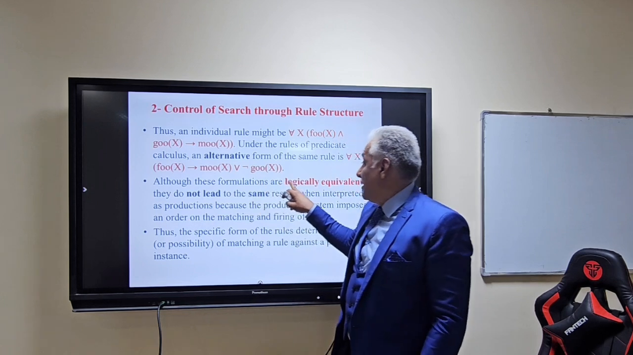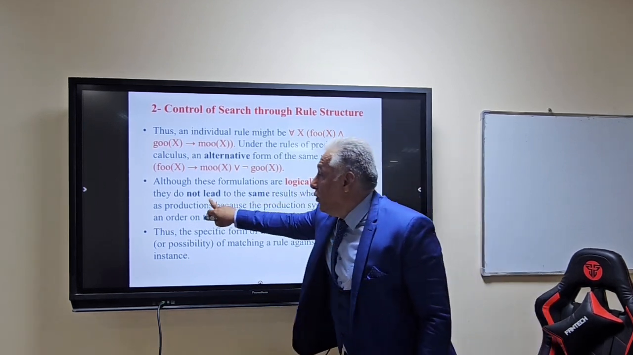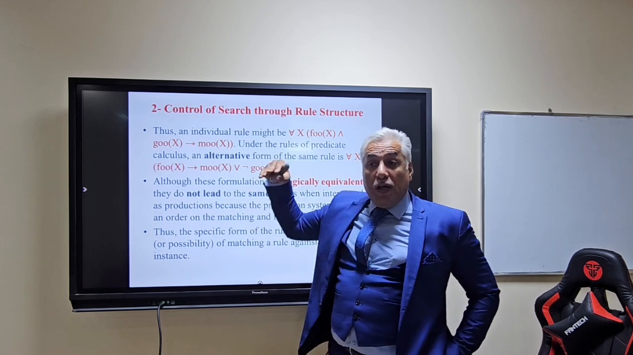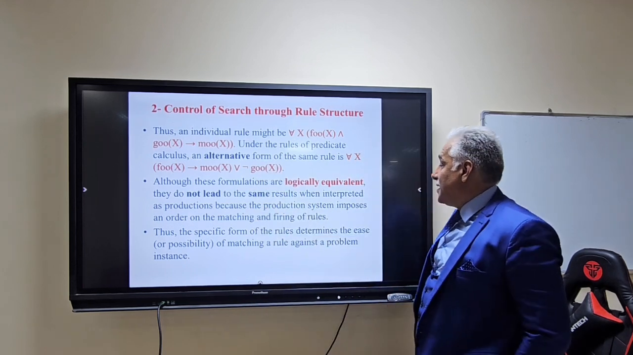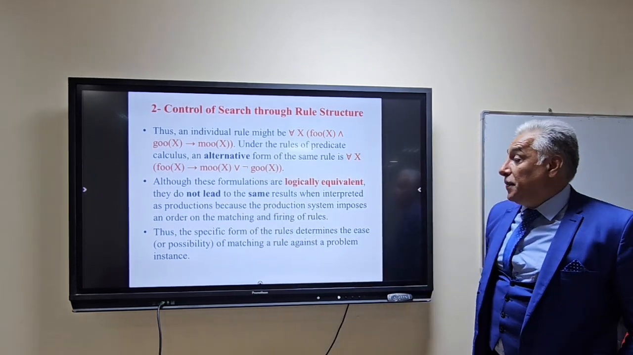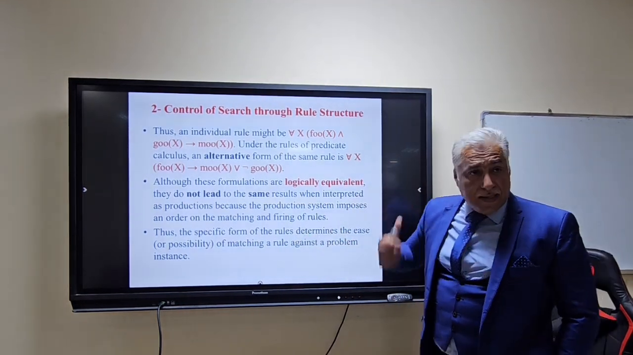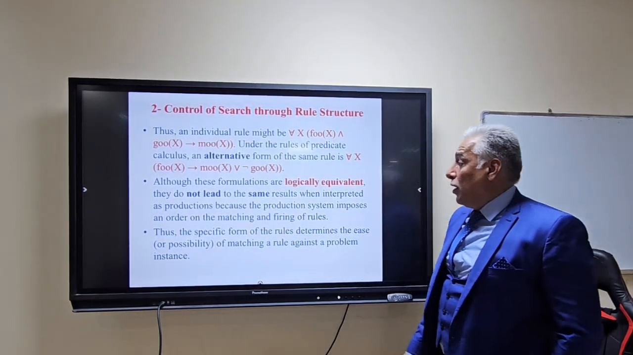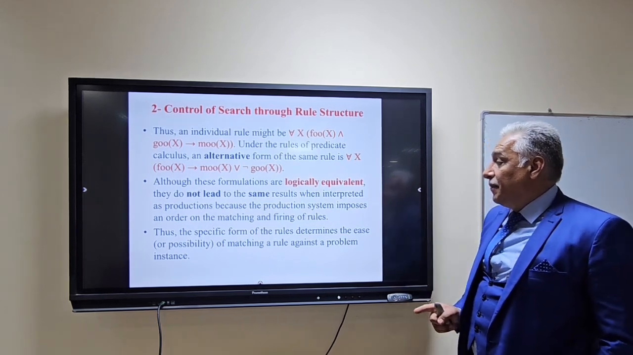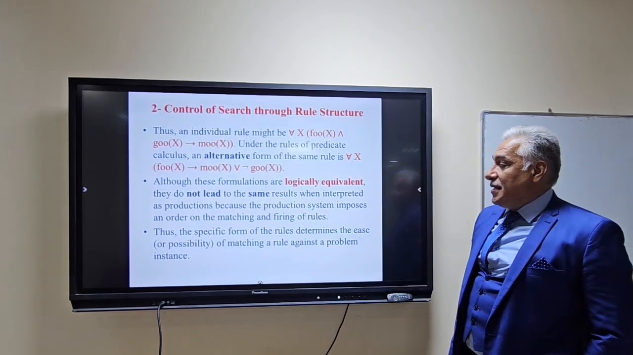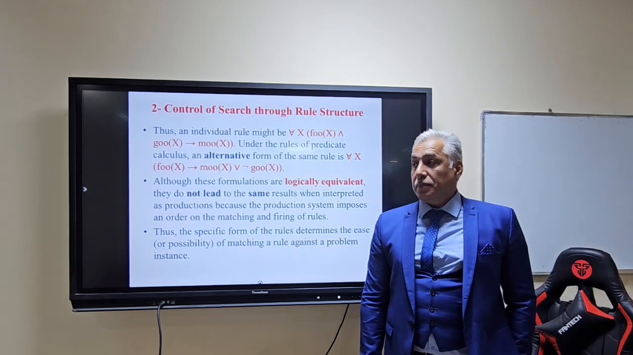Although these expressions are logically equivalent, they do not lead to the same result when interpreted as production rules, because the production system imposes an order on the matching and firing of the rules. Thus, the specific form of the rules determines the ease of matching a rule against a problem instance.